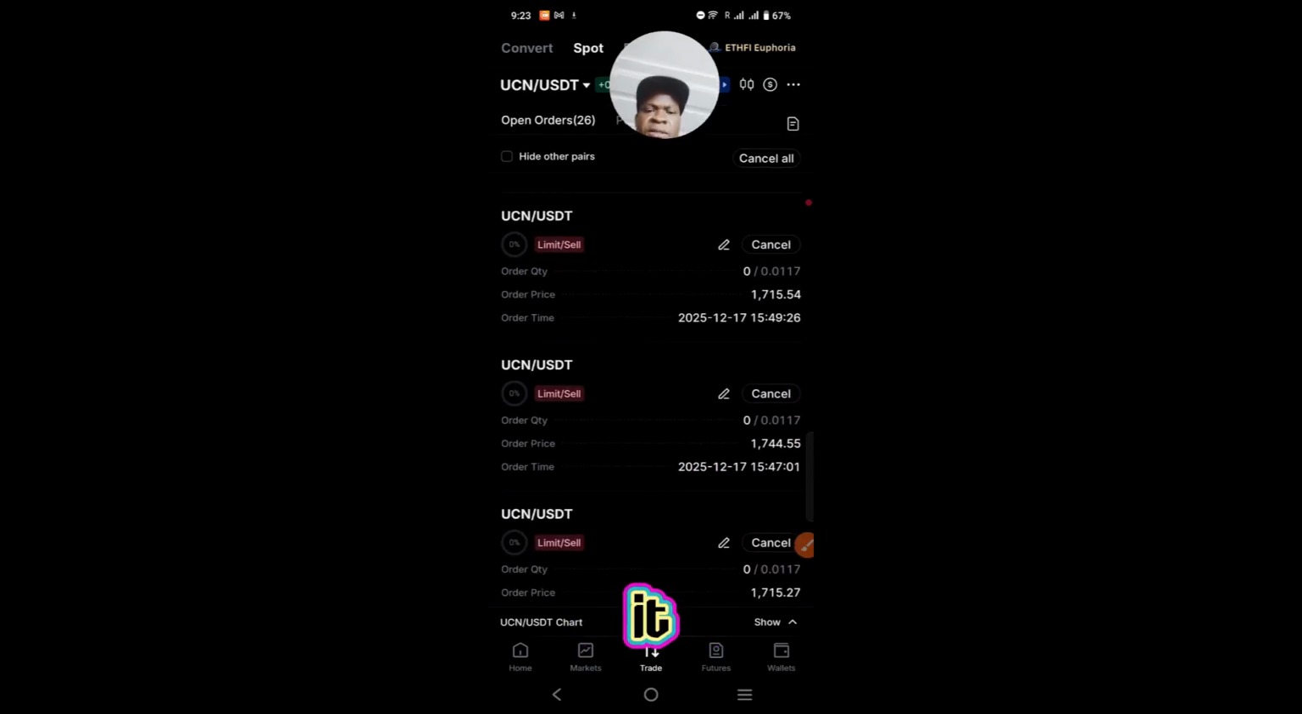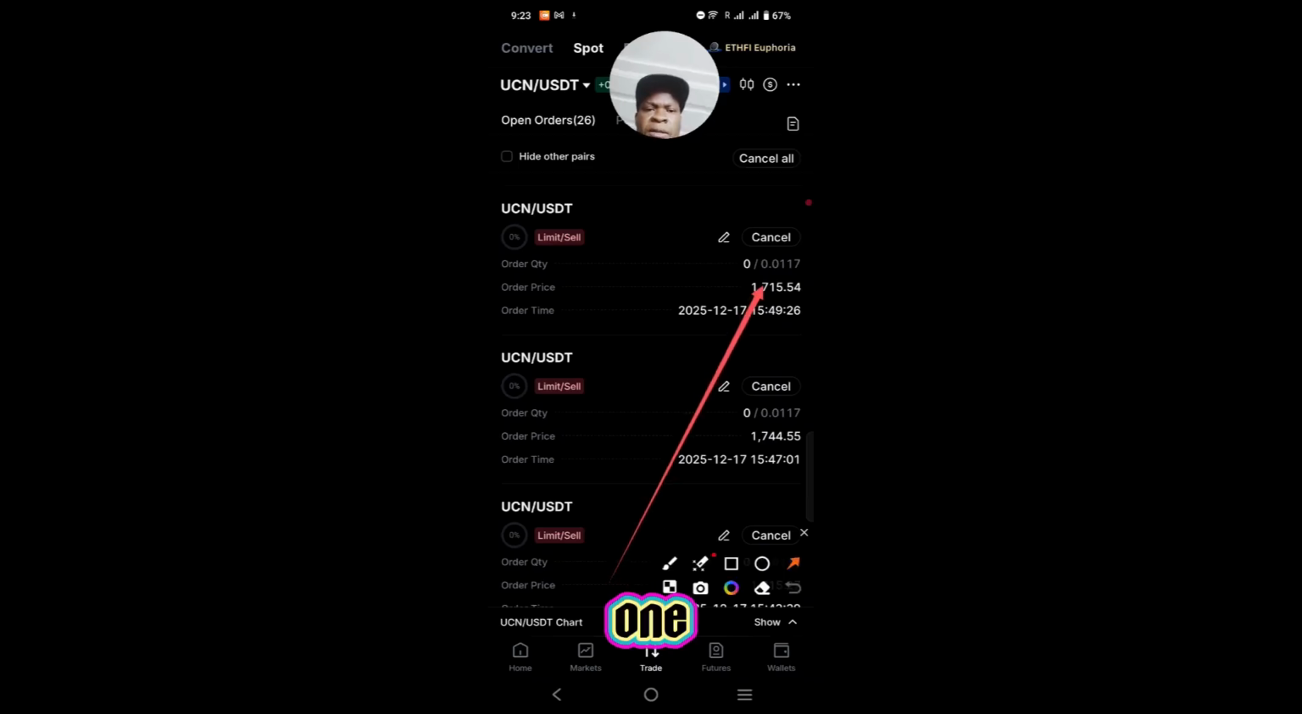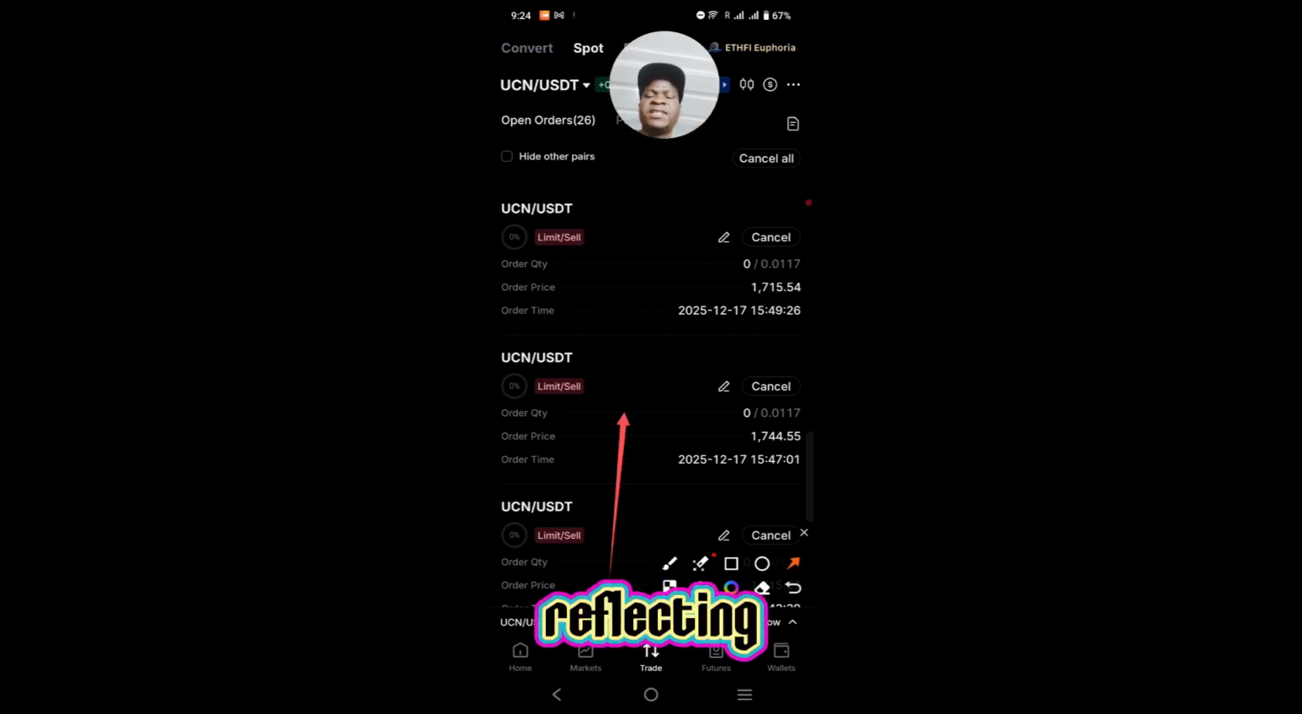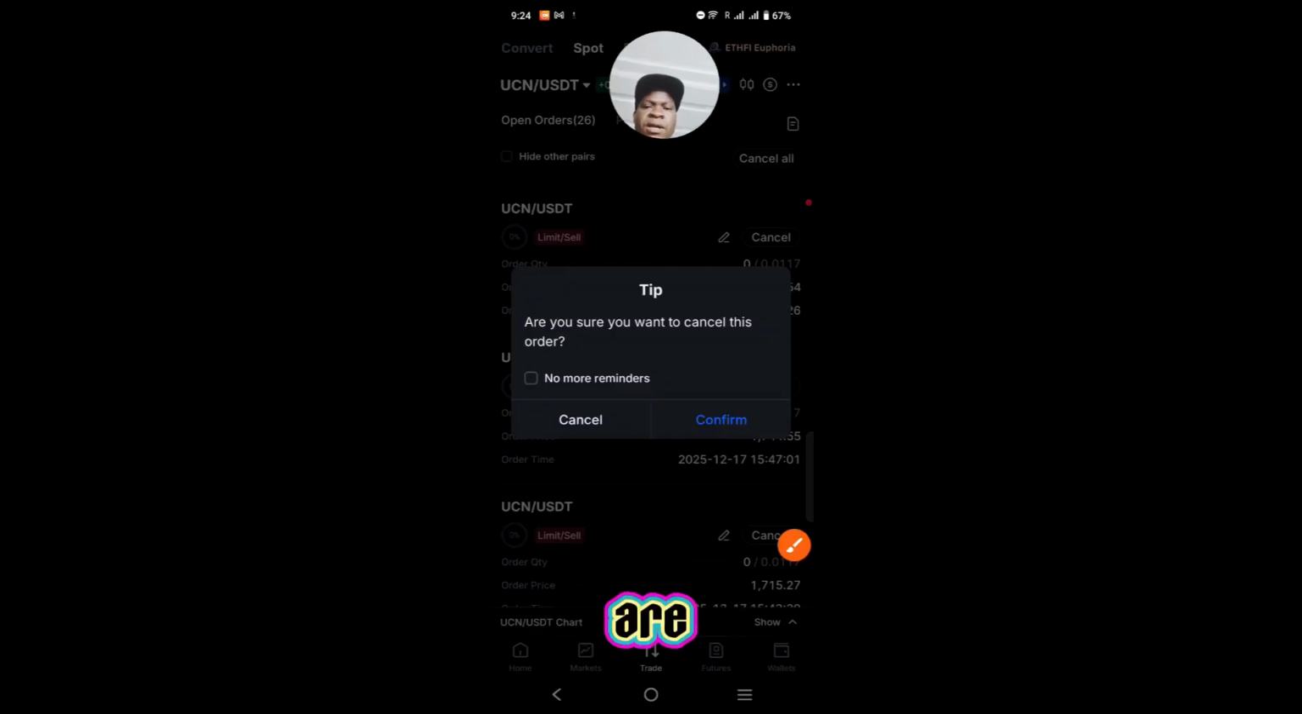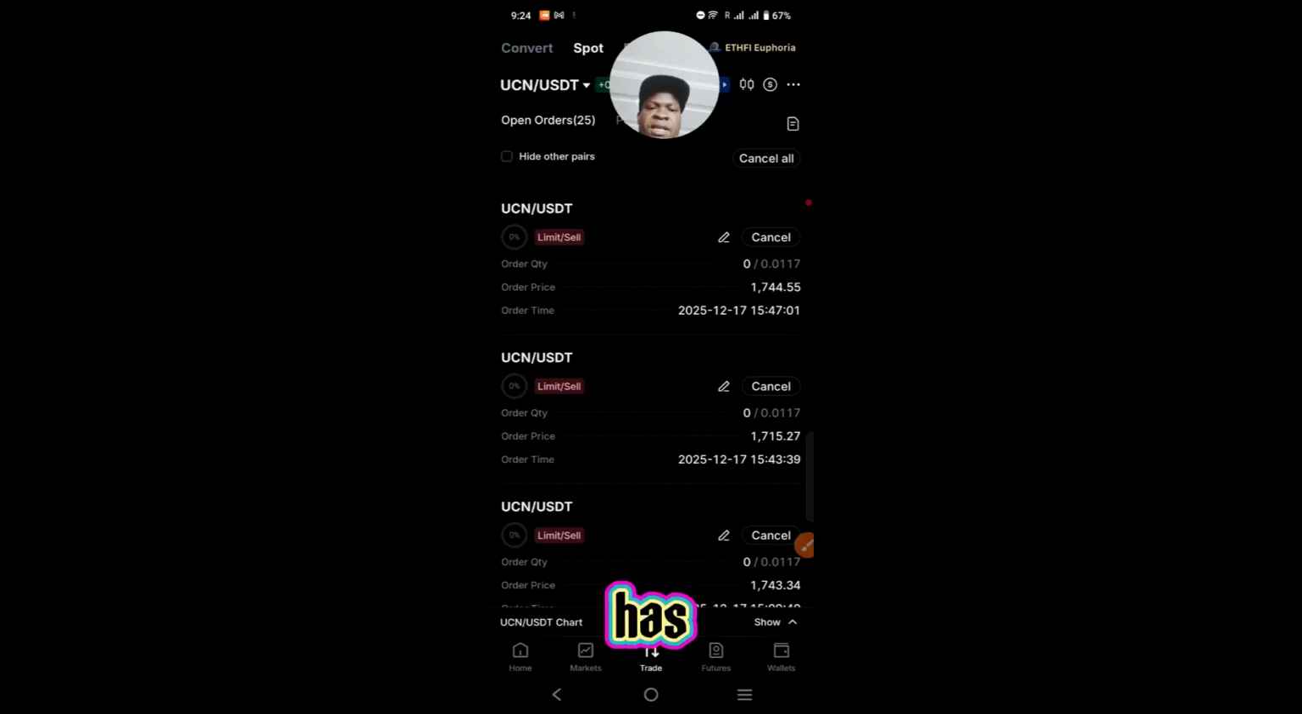This is one of it. This is one. This is another. So I'm going to click on this cancel button to cancel it, and click on cancel button to cancel it. This is just an example so that you know, even if your USDT is not reflecting, it's reflecting in UCN, you can also cancel the two trades and take out the profit. All right, so I can click on cancel. Are you sure you want to cancel this order? I will say confirm. That has been cancelled.